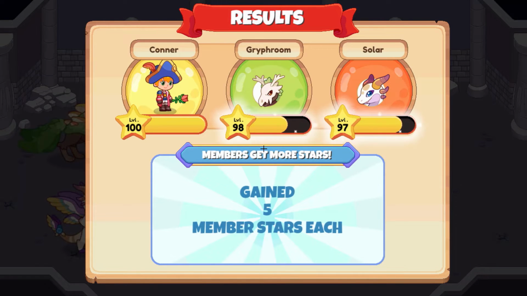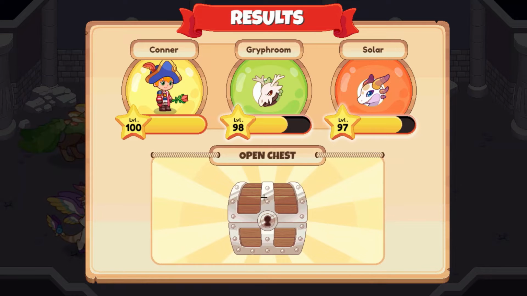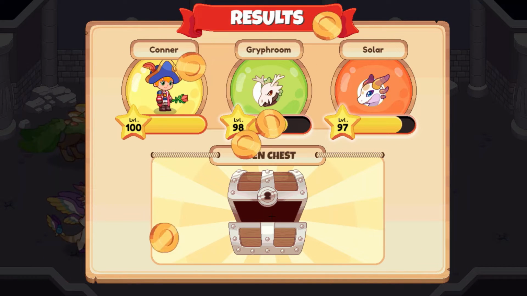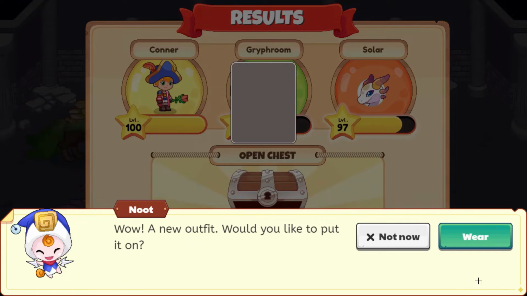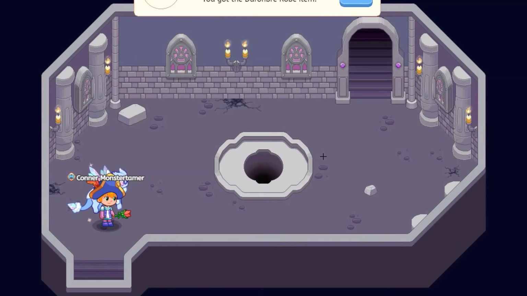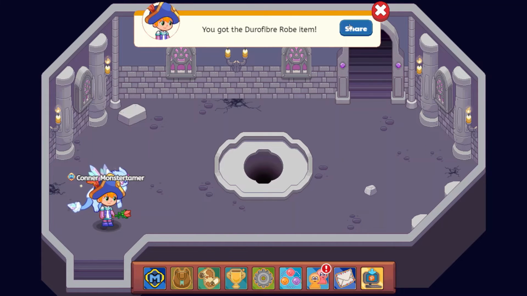And 5 more member stars. Awesome, awesome. Let's open up this chest and see what we got. Is that an outfit? Durofiber robe. That looks pretty cool. Let's try it on. Sure, let's wear it. Nice. Share that with my buddies.